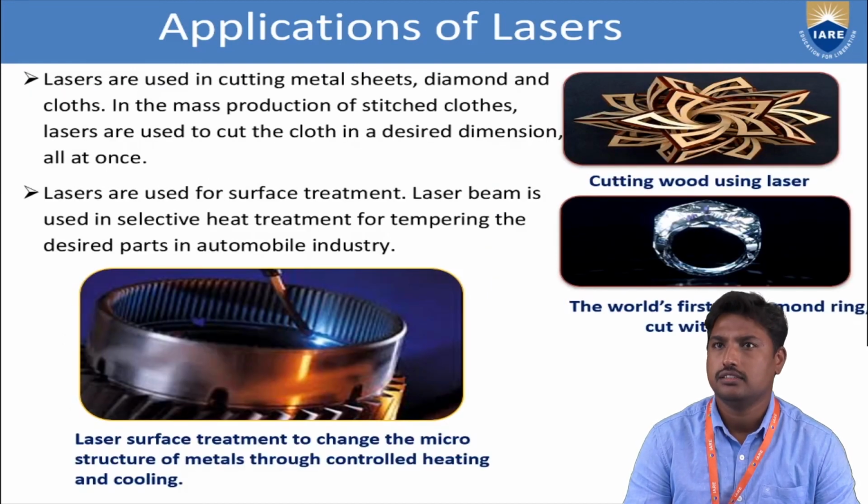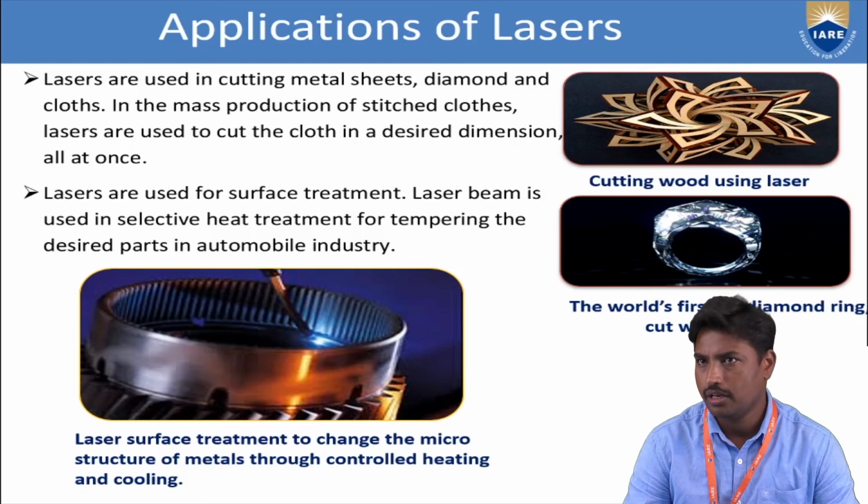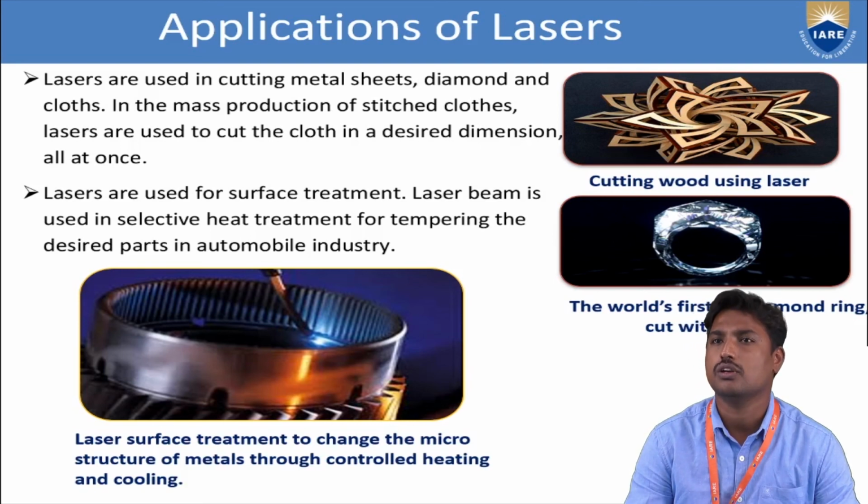Cutting metal sheets, diamond and cloth. To cut the diamond also we are using lasers only. Lasers are used for surface treatment, like for diamond rings. To cut the diamond ring in a proper shape, we are using lasers only. A laser beam is used in selective heat treatment for tempering the desired parts in the automobile industry also. These are some applications under industry.